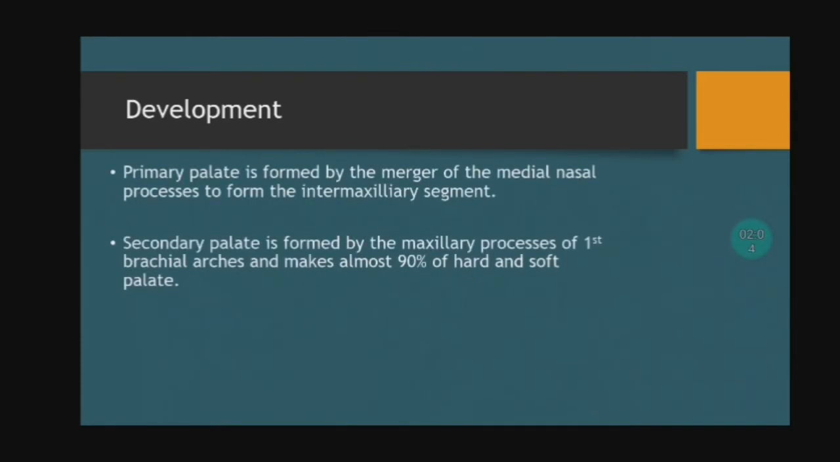Primary palate. It is formed by the merger of the medial nasal processes to form the intermaxillary segment. This segment gives rise to the premaxilla, a triangular-shaped piece of bone that will include the four incisor teeth, while the secondary palate, which makes up 90% of the hard and soft palates, is formed from the maxillary processes of the first branchial arches.